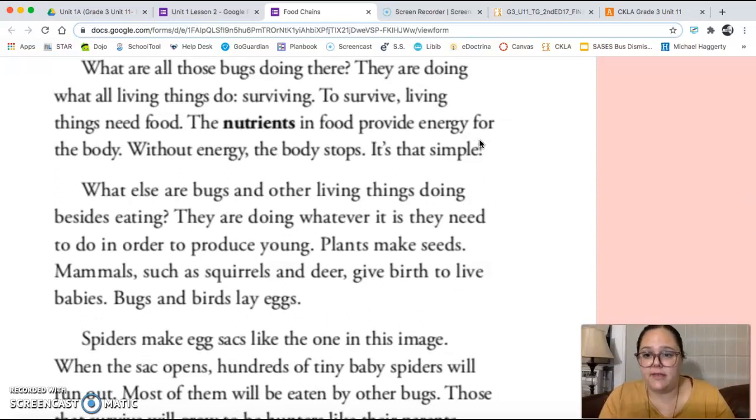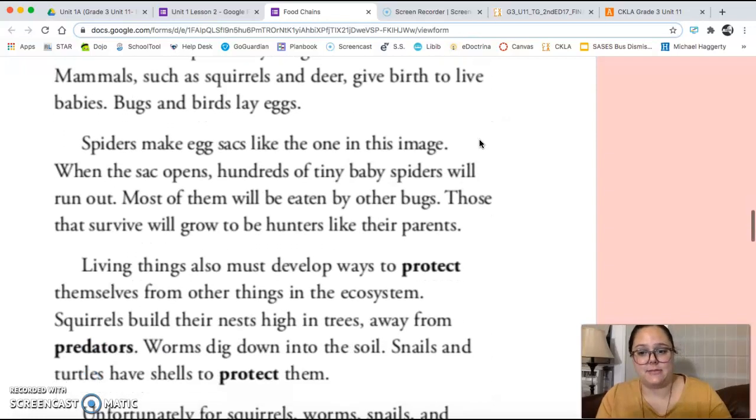To survive, living things need food. The nutrients in food provide energy for the body. Without energy, the body stops. It's that simple. What else are bugs and other living things doing besides eating? They are doing whatever it is they need to do in order to produce young. Plants make seeds. Mammals, such as squirrels and deer, give birth to live babies. Bugs and birds lay eggs.